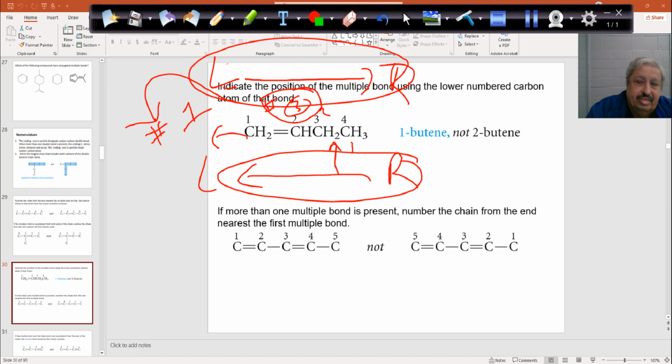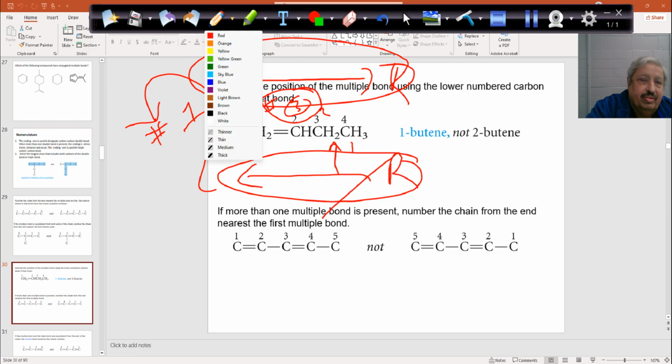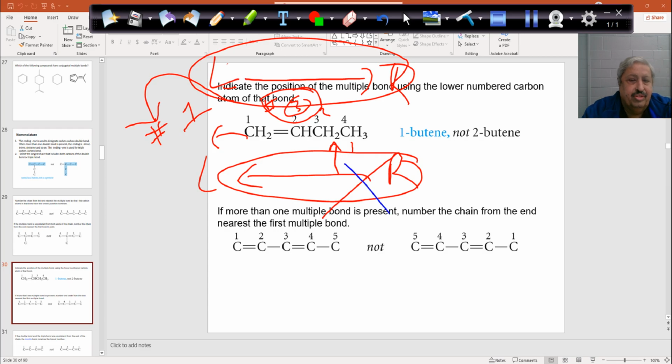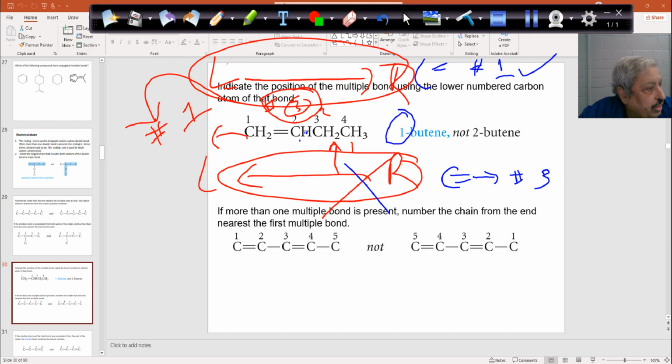So the option from 3 here, the double bond is number 3, and here is the double bond number 1. So the 1 will win, and it is here 1-butene. Correct? Now the naming of this.